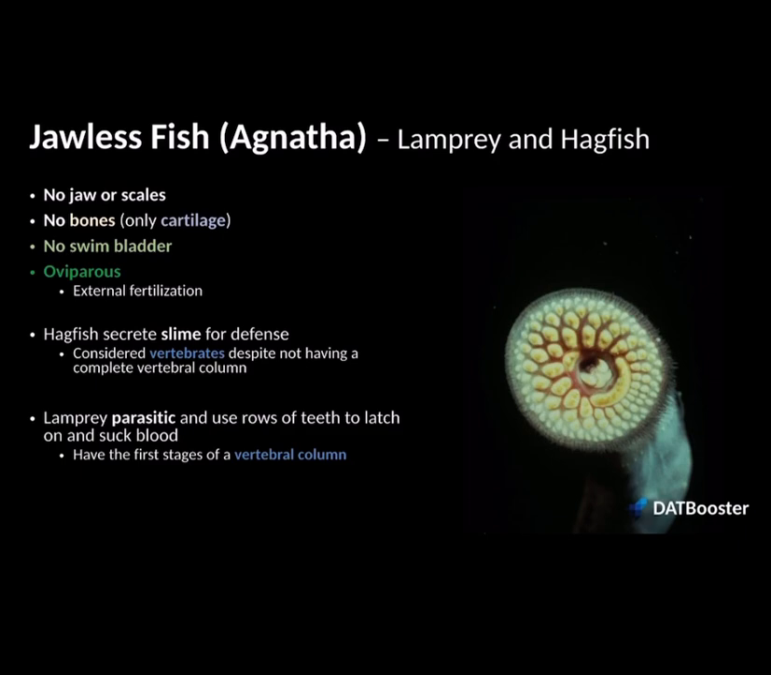They don't have a jaw and they don't have scales, so scales are not a key characteristic of all fish. They also don't even have bones, and remember, bone is not a key characteristic of a vertebrate because they have cartilage. So you can just be cartilaginous and still be considered a vertebrate. They also do not possess a swim bladder for buoyancy.